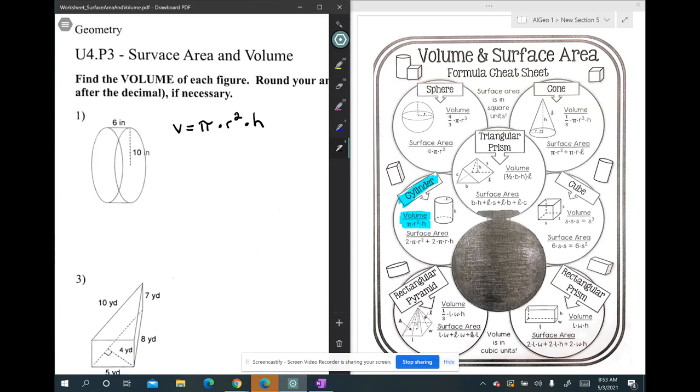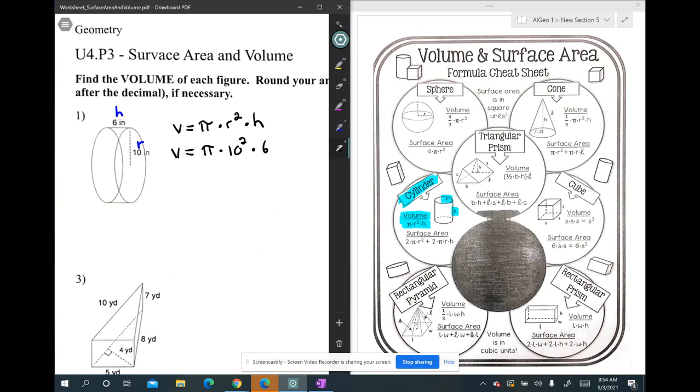And we want to label each of our pieces. So the first thing we have is the r, which is our radius. And in our document, that is 10 inches. And then our other value, which is h, the height, in ours is 6. Then all we're going to do is take those values and substitute them into our formula, which will become V equals pi times our r, which is 10 squared, times our height, which is 6.